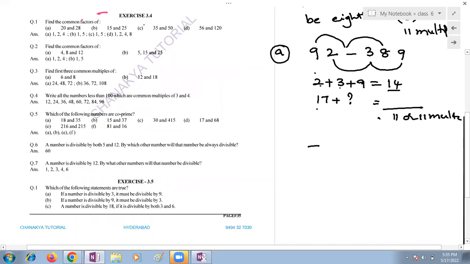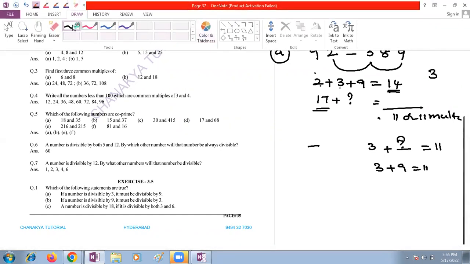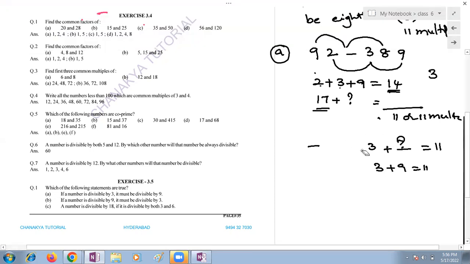Look first at the difference between this and this. Look at 14 and 17. What is the difference between 14 and 11? 3. 3 plus what number makes 11? 9. Excellent. Someone said 3 plus 9 makes 11. Okay, now my students came to know a small clue, plus 3.